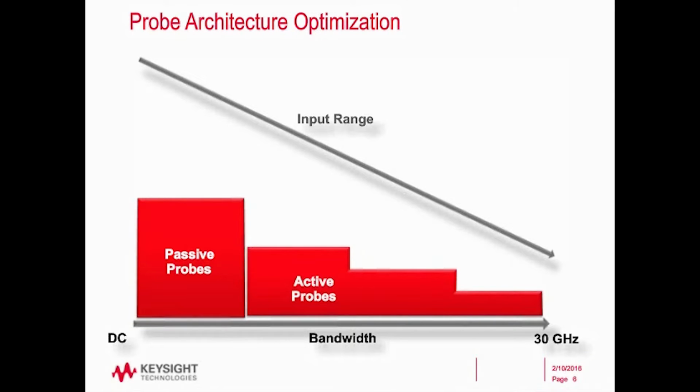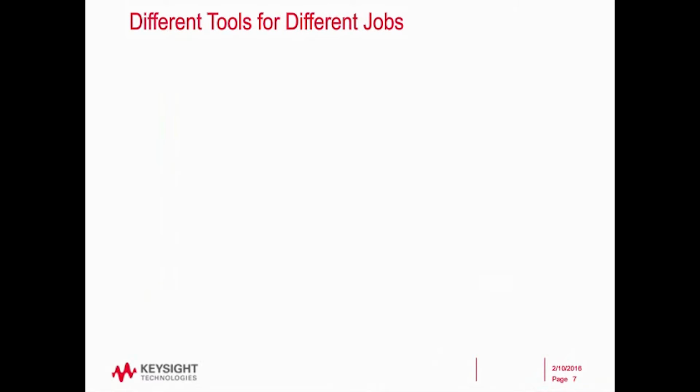Active probes then go on out to ultra high bandwidth, and as they do that, they're more sensitive. They can't handle the high input voltages. If we consider the example of something like a high voltage probe, there's specialized high voltage probes. They can measure thousands of volts, but they tend to have much lower bandwidths. What happens then is you end up having to have different tools for different jobs.